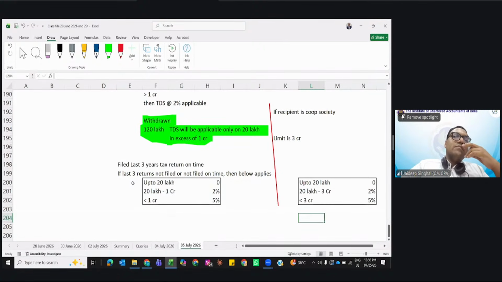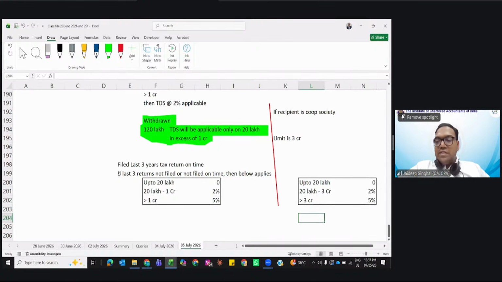Amathili, is that clear? Sorry, it is greater than, sorry, it is greater than 1 CR. Minor typo. It is greater than 3 CR. Yes, it is the aggregate of the withdrawals during the year. Clear? Any queries?